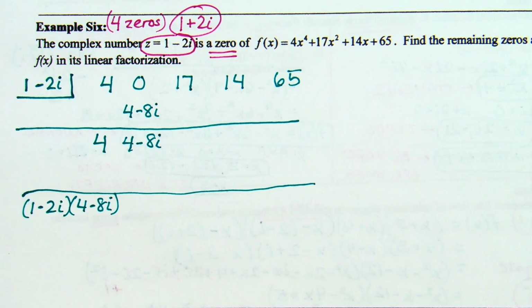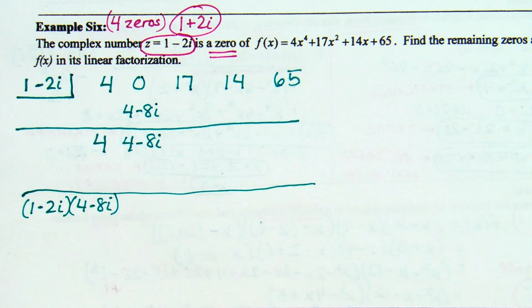Okay. So, we're going to FOIL. 1 times 4, 4. 1 times negative 8i, minus 8i. Negative 2i times 4, negative 8i. Negative 2i times negative 8i, plus 16i squared.